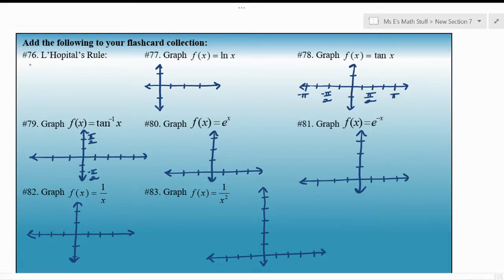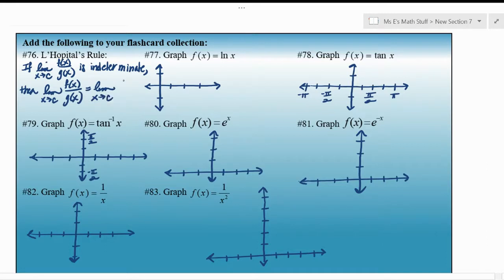For L'Hopital's rule, please remember that you need to have a certain condition met. First of all, you have a limit of the form, the limit as x approaches c of one function of x divided by another, or at least something that could be manipulated into that form. And if your limit is an indeterminate form, then the conclusion is that the limit as x approaches c of f of x over g of x is the same as the limit as x approaches c of f prime of x over g prime of x.